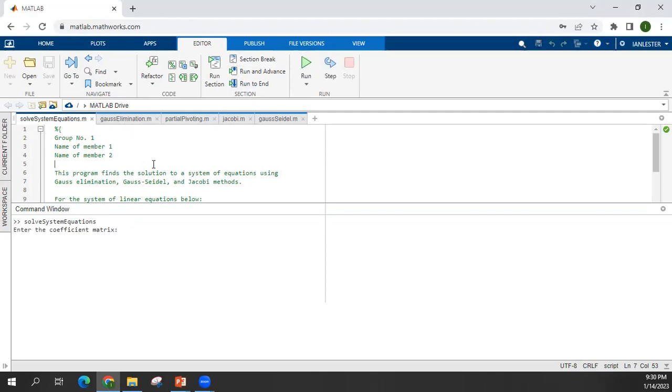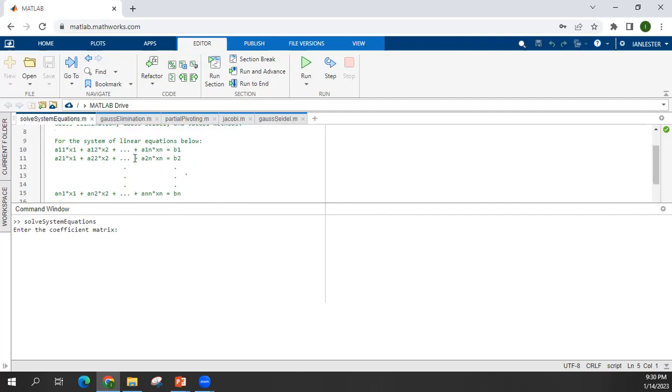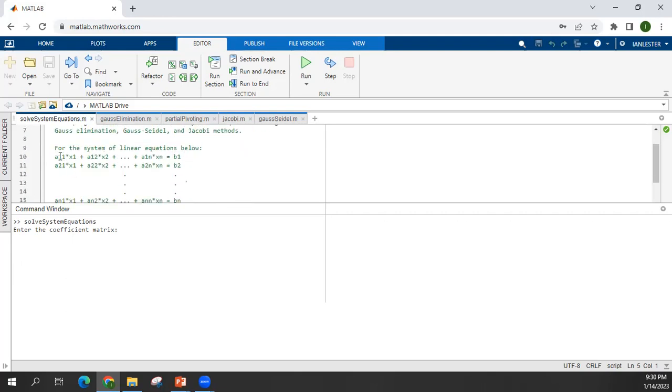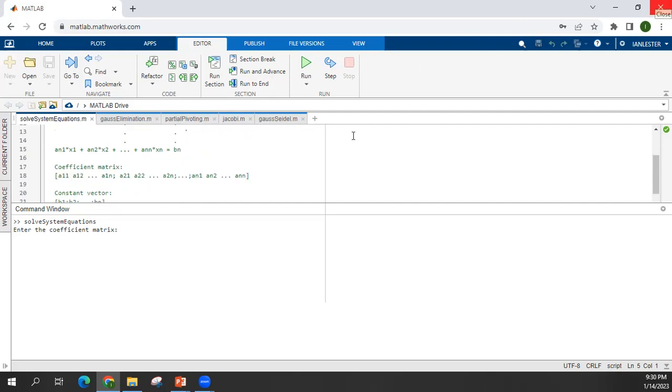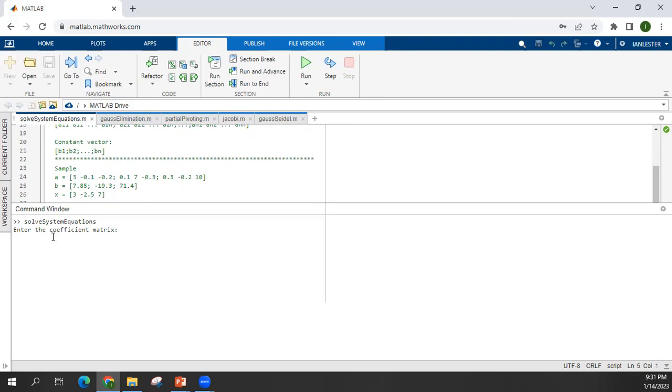Okay, so it's asking for the coefficient matrix. For a system of linear algebraic equations in this form, a11 x1 and so on until a1n xn equal to b1, then an1 x1 until ann xn equal to bn, the coefficient matrix will be like this: a11 space a12 until a1n for the first row of your equation. For the second equation, or the second row, use a semicolon. Then a21 space a22. In between elements of the same row, use a space, but in between rows, use a semicolon. Then for the constant vector, b1 semicolon b2 until bn.